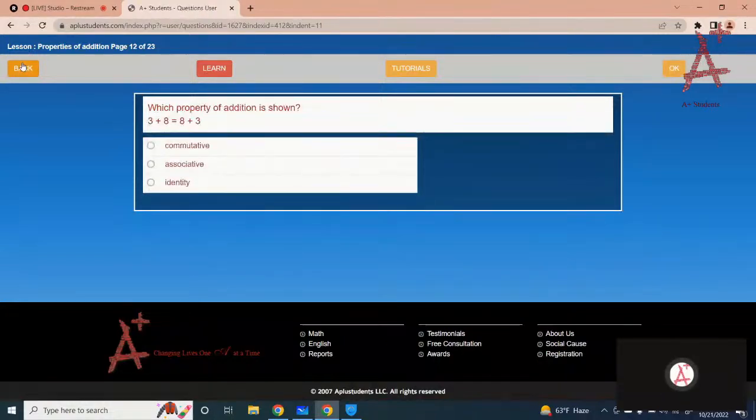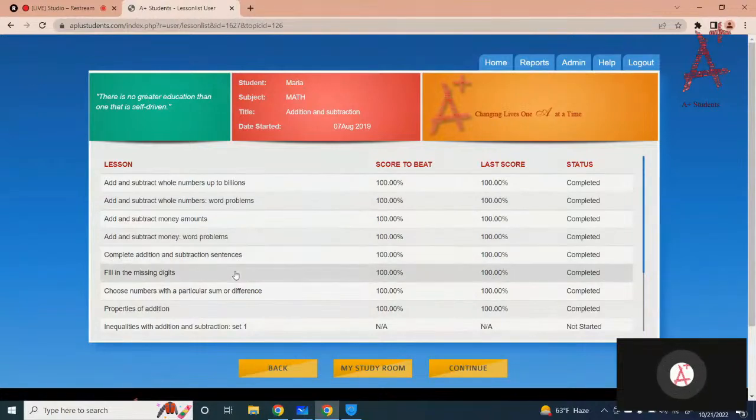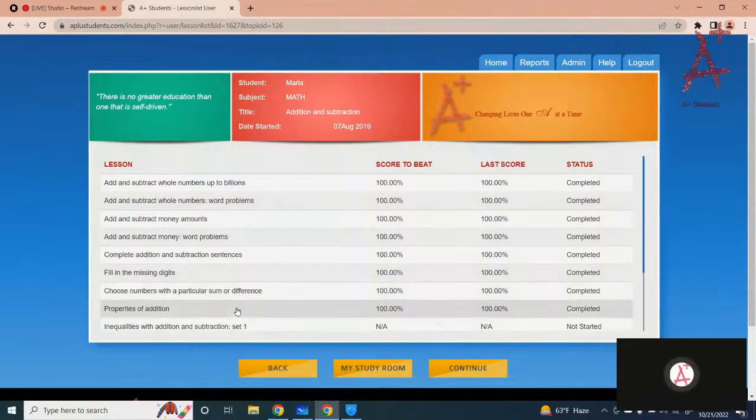So we're working on the chapter addition and subtraction, grade 5. We have done four of the topics today. They are complete addition and subtraction sentences, then fill in the missing digits, then choose numbers with a particular sum or difference, and then properties of addition. So you can complete the test by yourself later today.